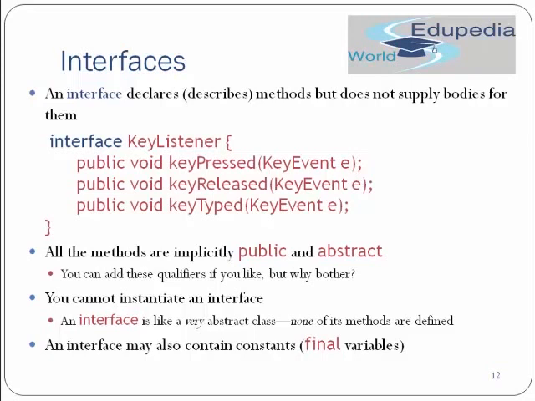Okay. An interface may also contain constants. So constants are like normal data members. These data members must be final. So they must be public and final.